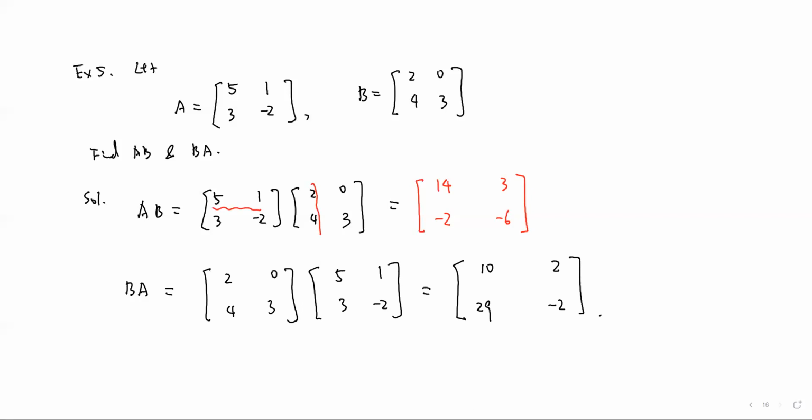Again, from this example, we can see that A times B is not equal to B times A. This is true in general for a matrix times a matrix. We call this property: matrix multiplication doesn't commute.